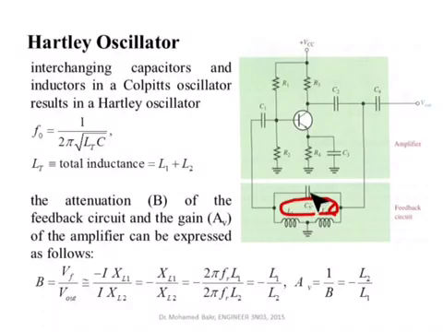If I know C, L1, and L2, I know what the attenuation ratio is. It is minus L1 over L2. I know what the gain of this amplifier should be. It should be the opposite of the attenuation ratio, so it's minus L2 over L1. So I know everything. It's exactly identical to the Colpitts Oscillator, the only difference being that we use two inductors, not two capacitors.